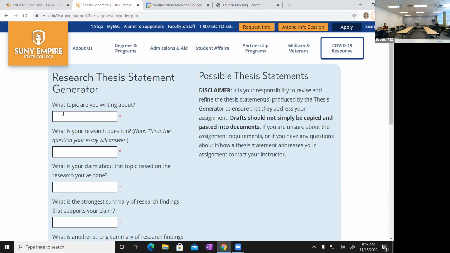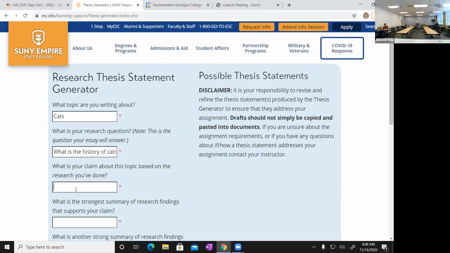Let's try and do one together. Does somebody have a topic they want to share? And I'll just start putting theirs in. Anybody want to share? Nobody ever wants to share, do they? How about cats? Okay, cats are my favorite. I'm going to write about cats. What's my research question about cats? What is the, okay, here we go. What is the history of cats?